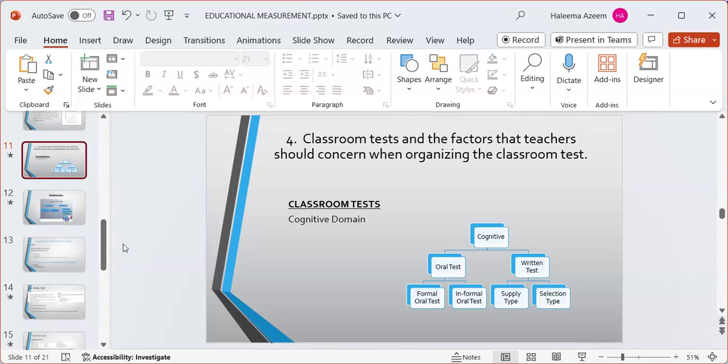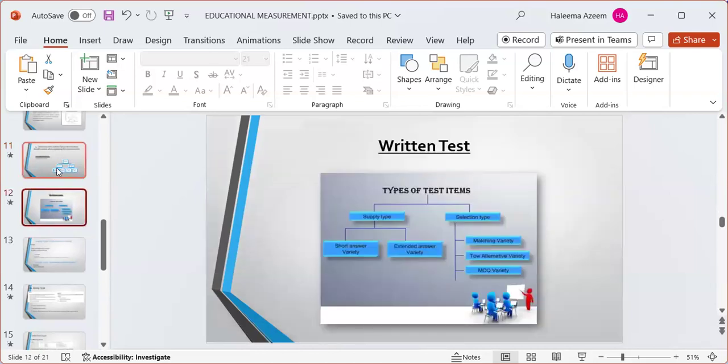The next type is the written test. Let's move to the next slide. Okay, this is the written test. This is the classification of it. Here, you can see the classification of the written test. First, we will discuss the supply type, short answer variety. It is on the next slide, Halima. Let's move to the next slide.